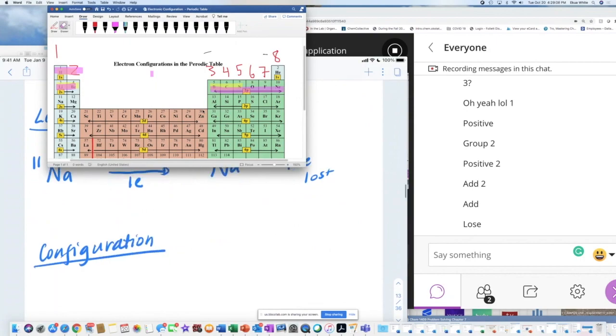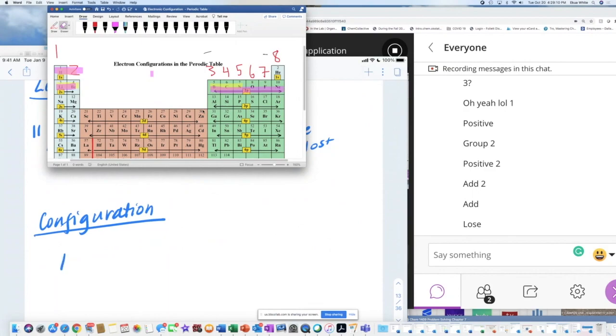From the configuration point of view, I need to write the configuration for sodium with 11 electrons. So starting from the beginning, let me erase all of these. Wait, how do I erase this? Delete? Oh, it's a different way of deleting. Okay, let me start with the yellow. So sodium, before it loses anything, has the following configuration. We're going to end here, right?